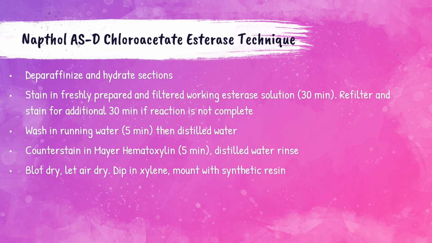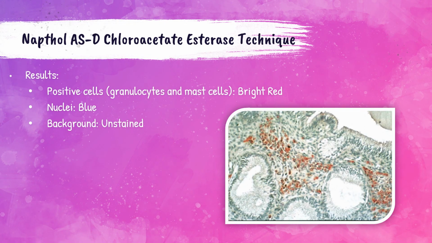After the 5 minutes in Mayer hematoxylin, the section should be washed in running water for 5 minutes to blue the nuclei, then rinsed in distilled water. After the distilled water rinse, the section should be blotted completely dry, then air dried for several minutes. Once the sections are dried, dip in xylene and then mount with a synthetic resin. When stained properly, positive cells, so granulocytes and mast cells, will be bright red in color. Nuclei will be blue and the background will be unstained.